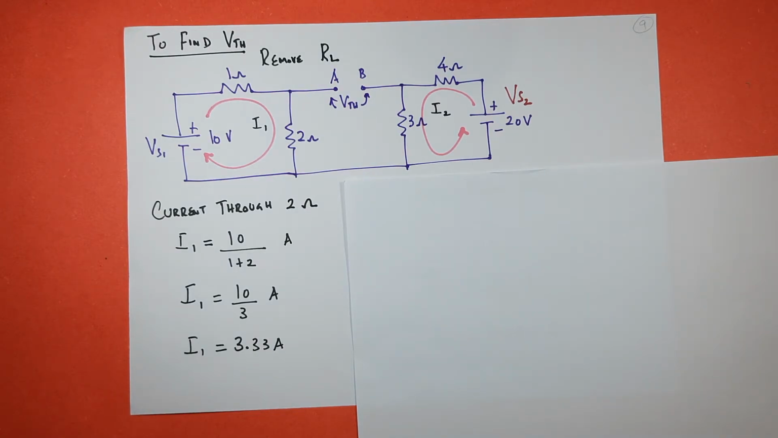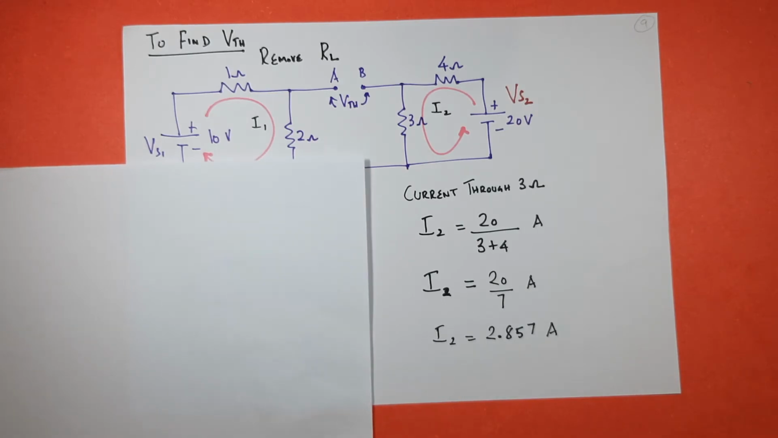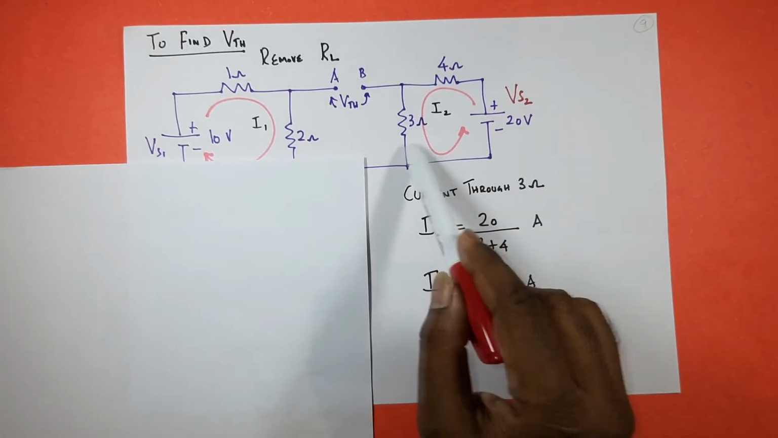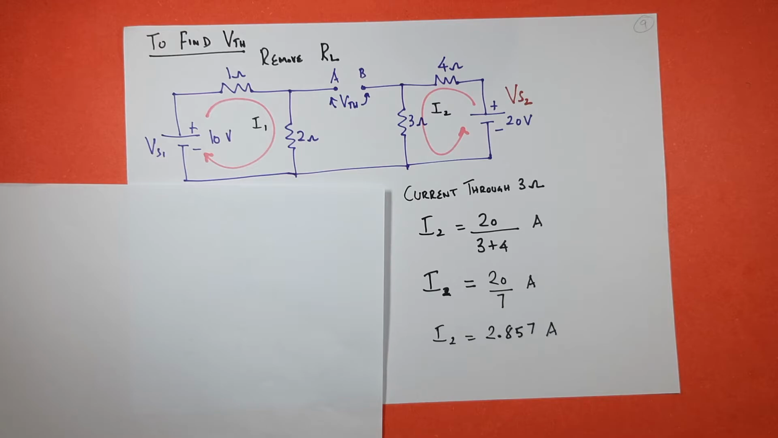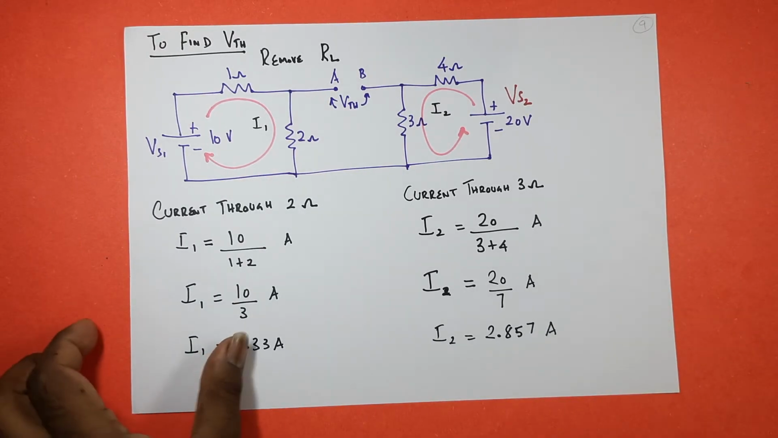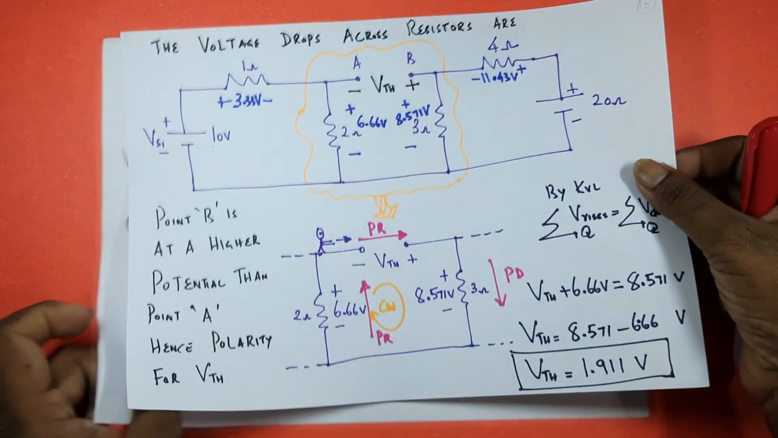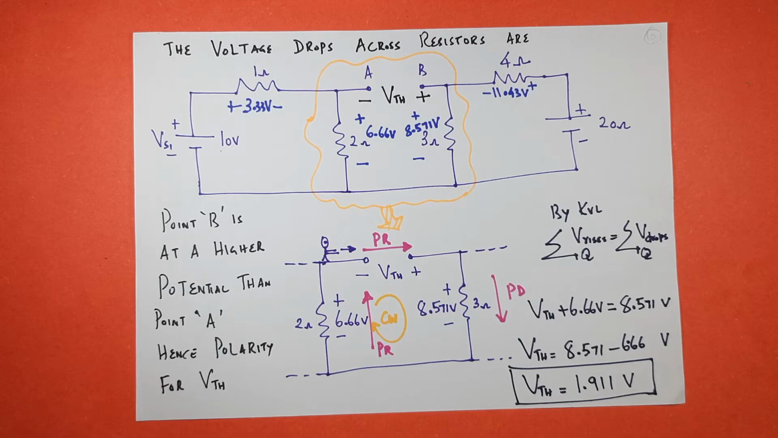I1 equal to 3.33. Similarly, the current through 3 ohm, which is nothing but I2. I2 equal to 20 divided by 3 plus 4 ampere. I2 equal to 20 divided by 7 ampere. I2 equal to 2.857 ampere.